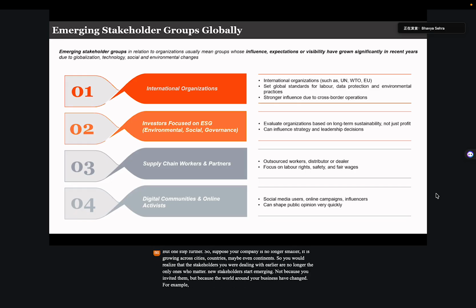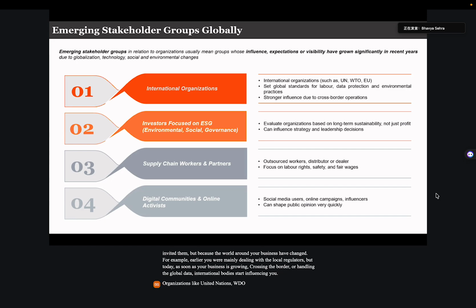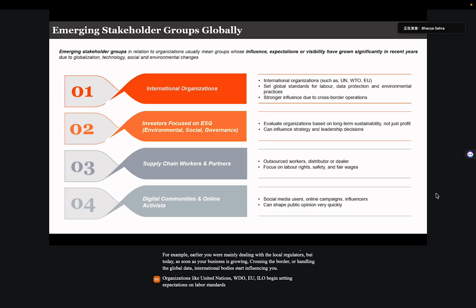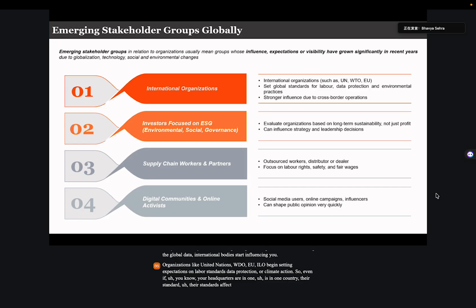For example, earlier you were mainly dealing with local regulators, but today, as your business grows, crossing borders or handling global data, international bodies start influencing you. Organizations like the United Nations, WTO, EU, and ILO begin setting expectations on labor standards, data protection, or climate action. So even if your headquarters is in one country, their standards affect how you operate globally. These bodies don't run your business, but they shape the rules.